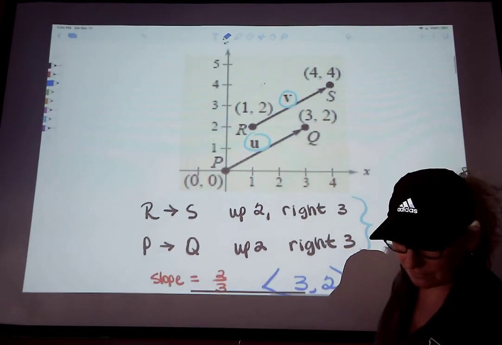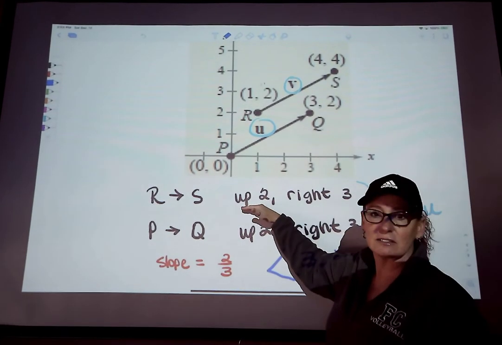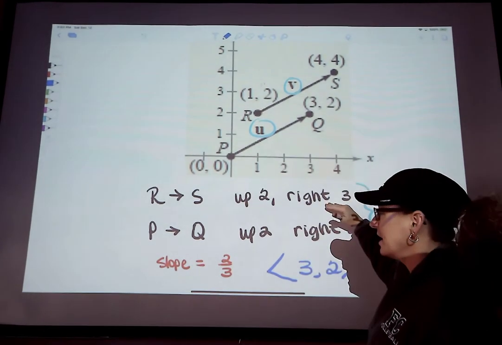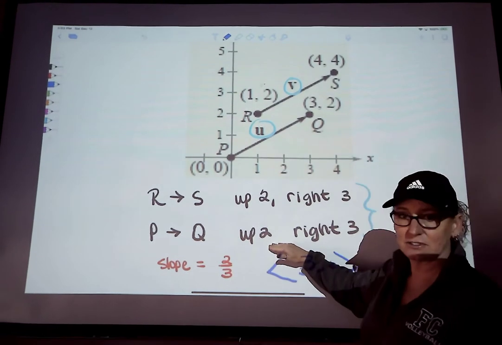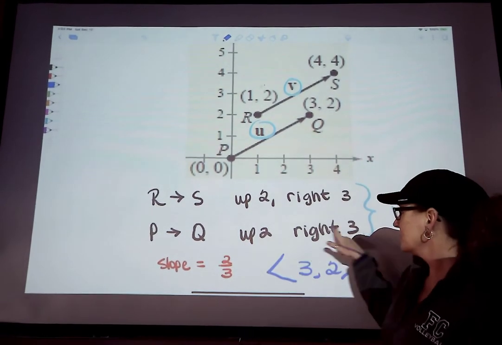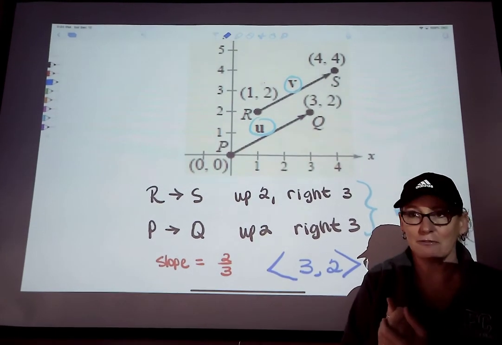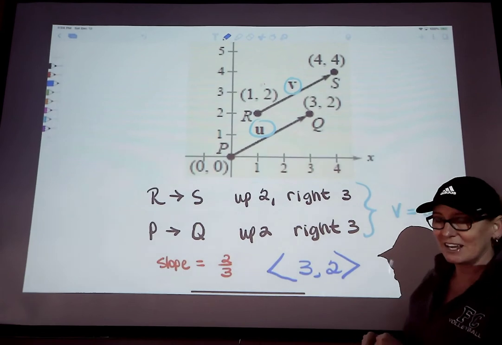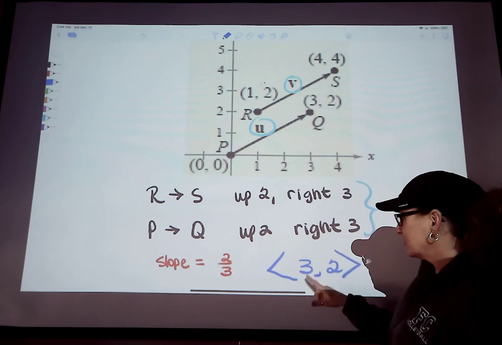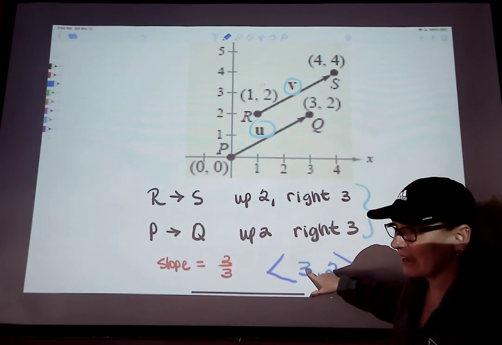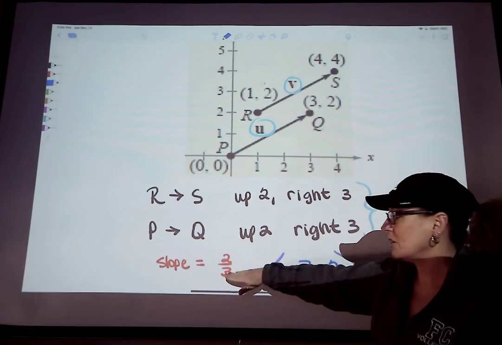Now, based on the fact that we went up 2 and right 3 to get there, this looks kind of like slope. Change in y, change in x. Sure enough, this vector has a slope of 2 over 3, and so does this one. Change in y, change in x. When you write a vector in component form with the pointy brackets, it's in x, y order. So this is your change in x. This is your change in y. This mimics more an ordered pair, not a fraction.